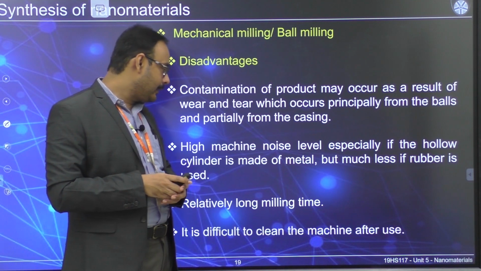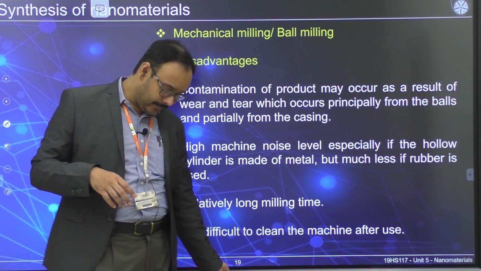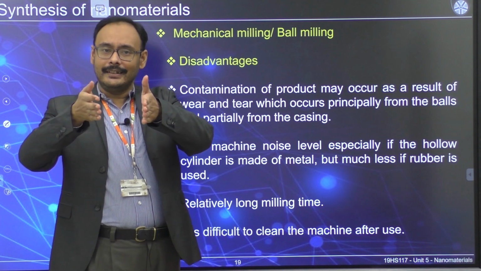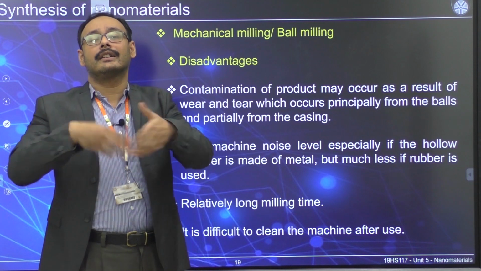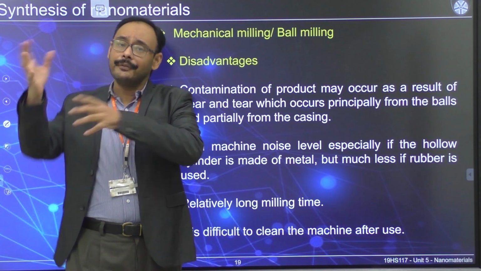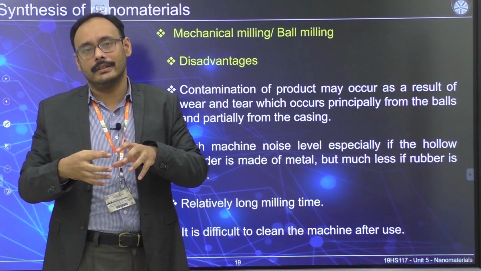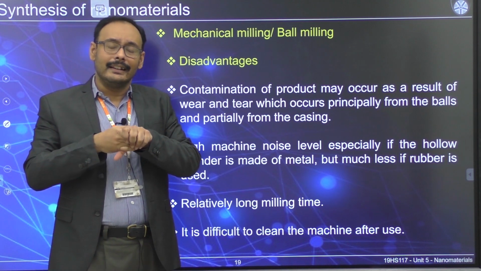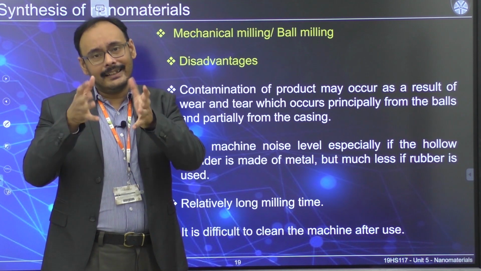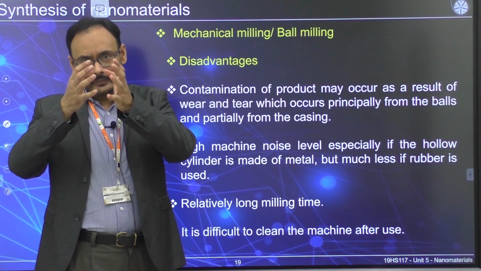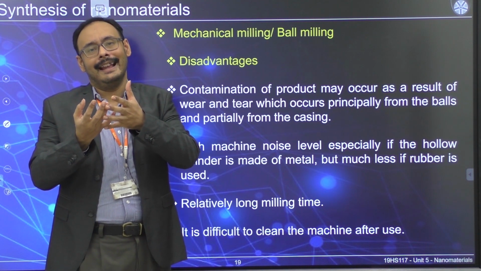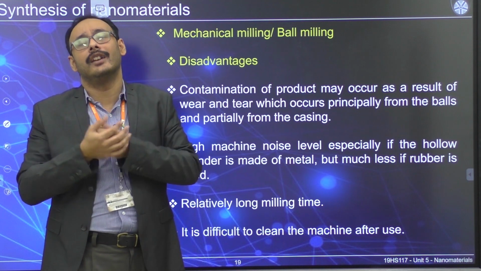Now it is difficult to clean the machine after use. If you are using the same material, you can take them out, put the new batch in, and continue. But if you want to use a different material, then you have to clean the balls. Now the problem is that there will be certain contamination which happens during the process, and that is a bit tricky to get rid of.